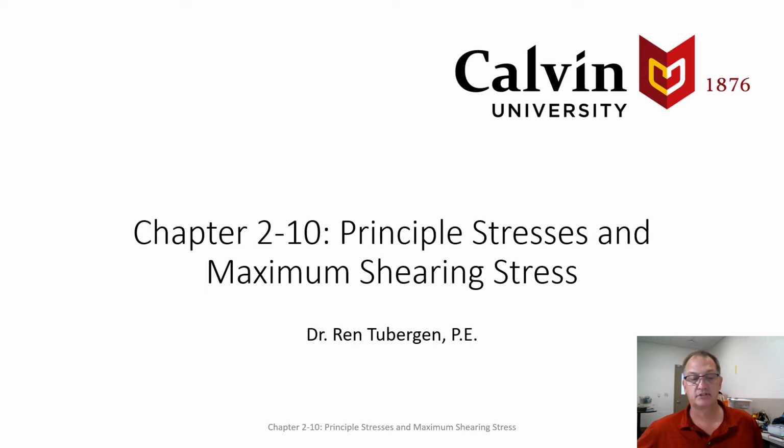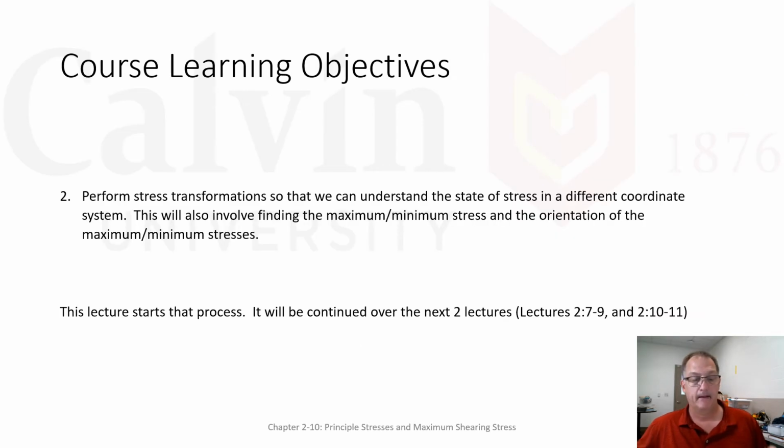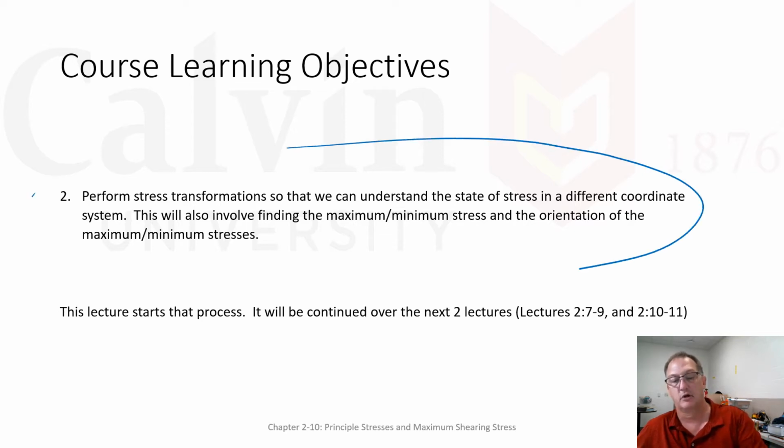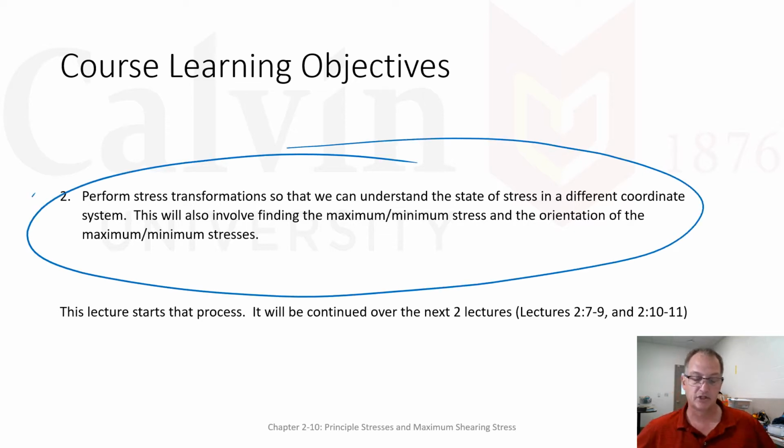Chapter 2, Section 10, Principal Stresses and Maximum Shearing Stresses. Course learning objectives. This is the third one, tracking down the big overarching goal of performing stress transformation so that we can understand the state of stress in a different coordinate system. This will also involve, and this is today's lesson, finding the maximum and minimum stress.